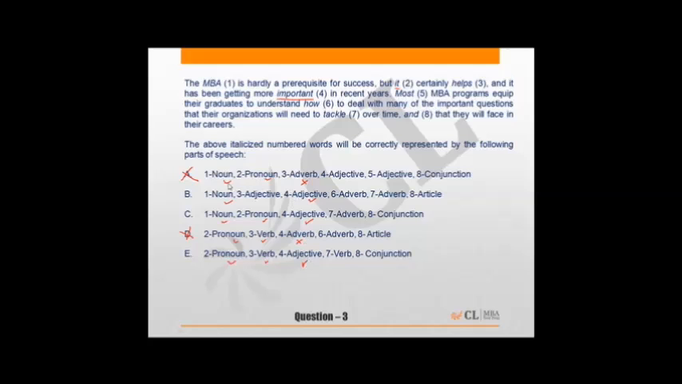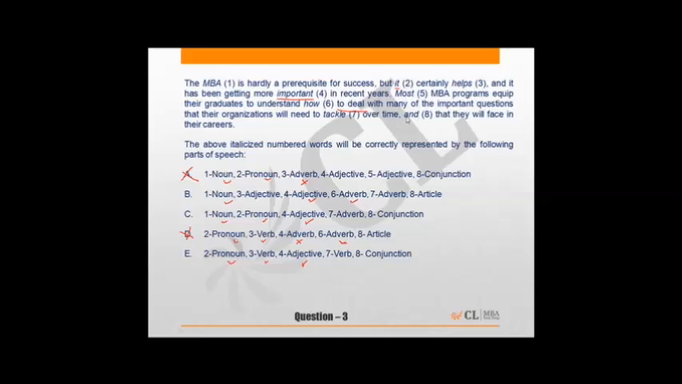Okay, now of B, C and E, neither of them mentions 5. Let's check out the 6th. The 6th word is in: most MBA programs equip their graduates to understand how to deal with many of the important questions. How here modifies to deal, which is a verb, so definitely an infinitive. So definitely how is an adverb. So this is correct here. Okay, this we already eliminated.